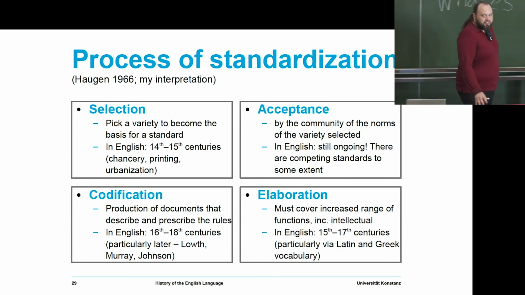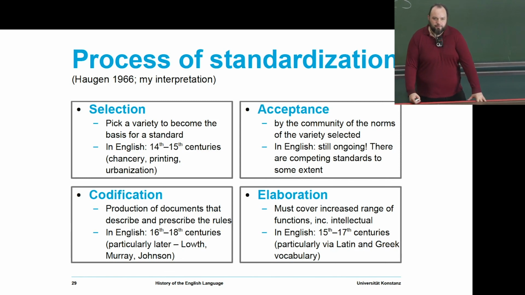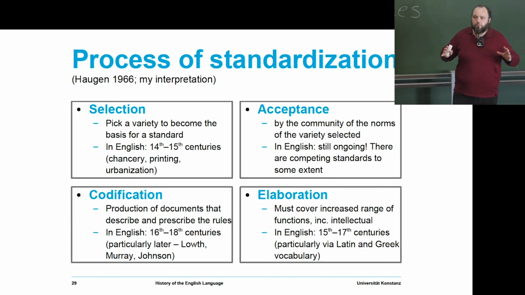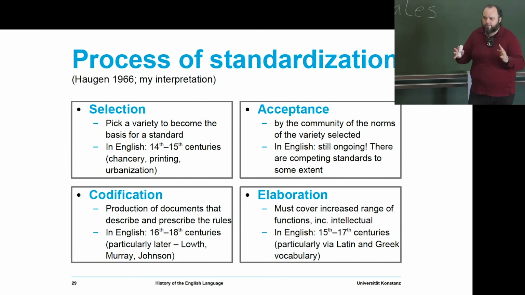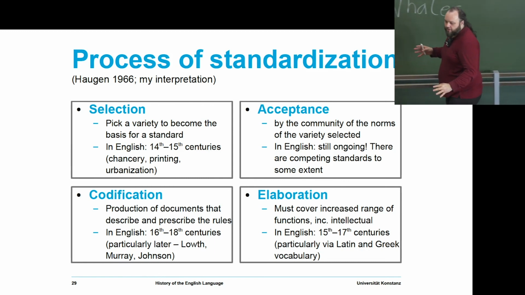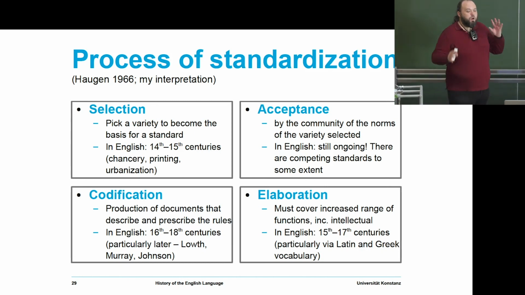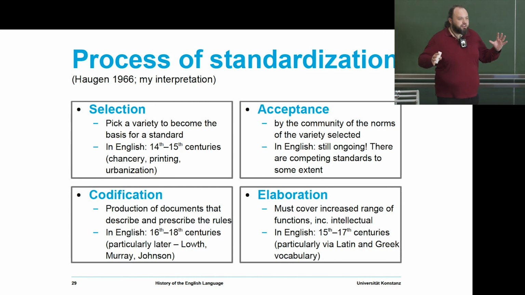The process of standardization can be broken down into 4 steps. If you want a language to become standardized, and what does it mean for a language to be standardized? It means there is one norm. There is one norm that you can go to as your reference point. So what do you need for standardization? First, you need to pick which out of the many variants of your language is going to become the standard.